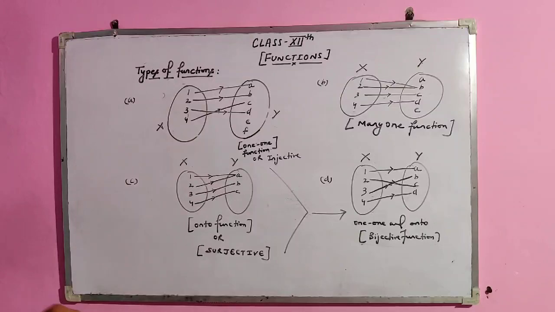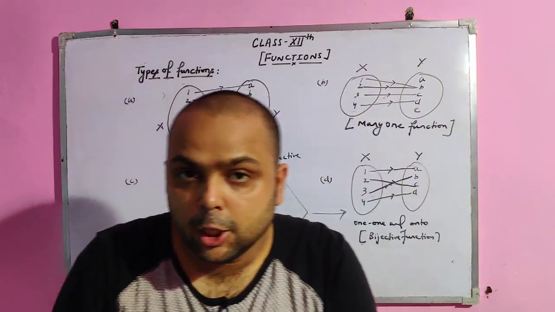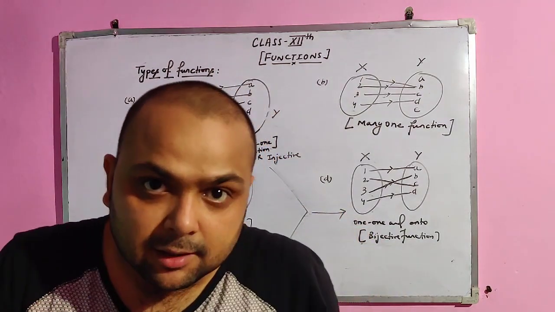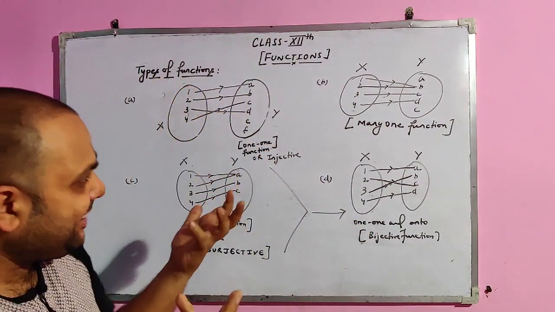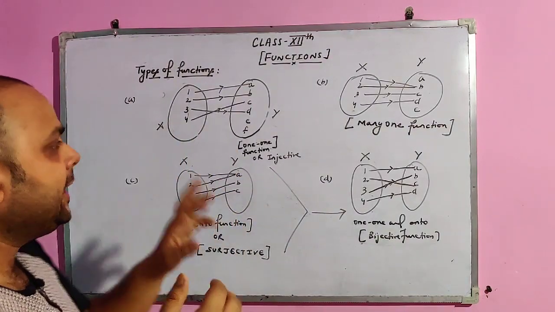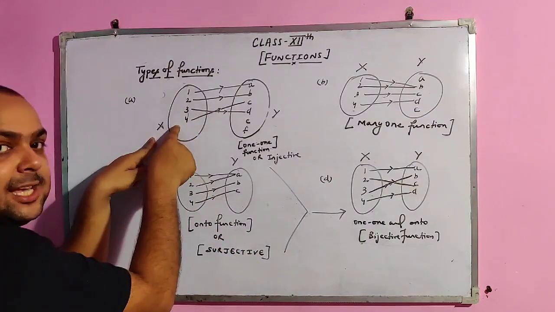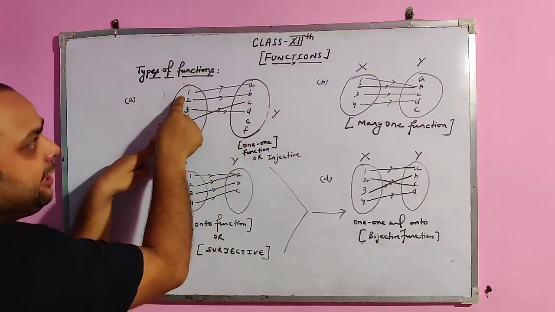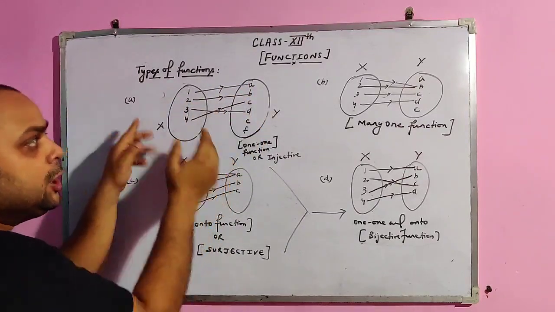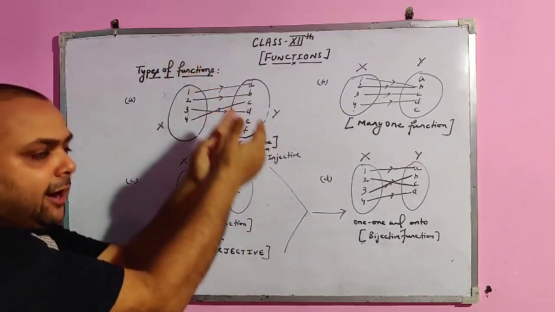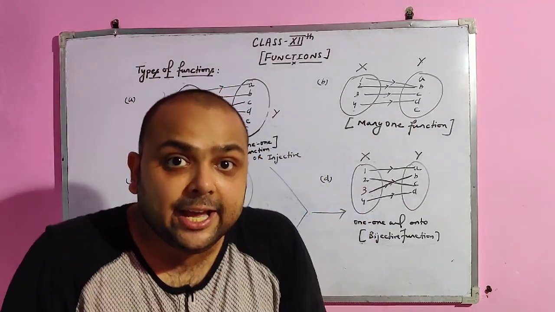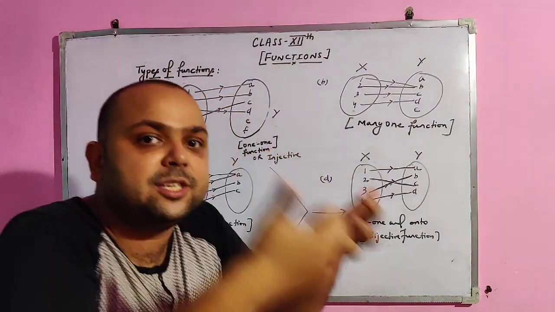So now we are going to discuss types of functions. To understand the types of function I have drawn some mapping diagrams here. We have two sets x and y which are related to each other, so the function here goes from x to y. Now if every element of x has a unique image in y, just like 1 is related to A, 2 is related to B, 3 is related to D and 4 is related to C, this is called a one-one function, which is also called injective in nature.